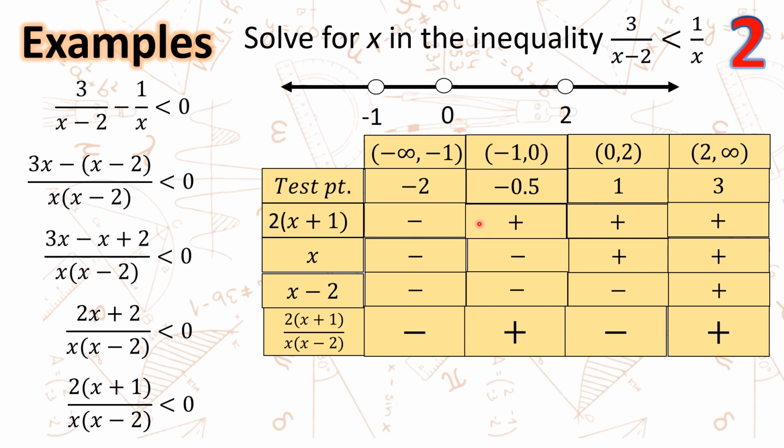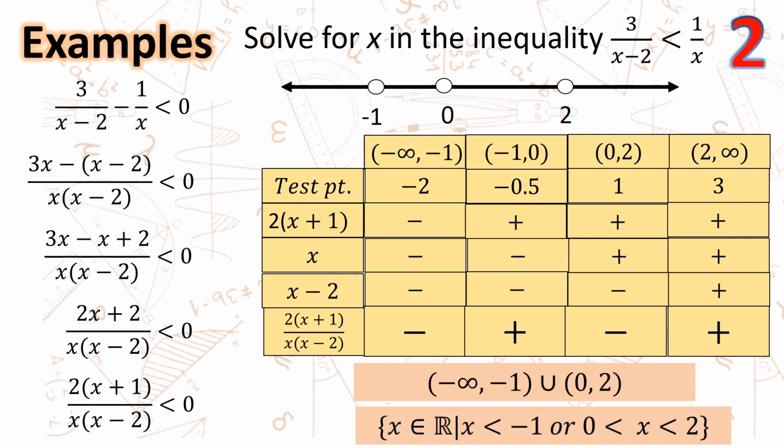And this shows our solution to the rational inequality. Since the inequality is less than 0, we'll have the solution for which the rational expression is negative. So our solution is at interval negative infinity to negative 1, union 0 to 2. Written in set builder notation, it will be all x element of real numbers such that x is less than negative 1 or x is greater than 0 but less than 2.